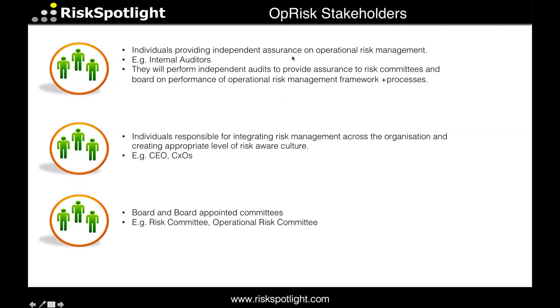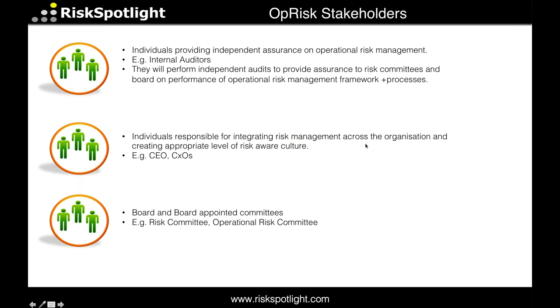And then the last group of stakeholders are the individuals who have to provide independent assurance that we are managing operational risk correctly in our organization. So that's typically the internal auditors. They need to give that independent assurance that everything is being managed correctly, and that there are no weaknesses in the way we are managing operational risk.